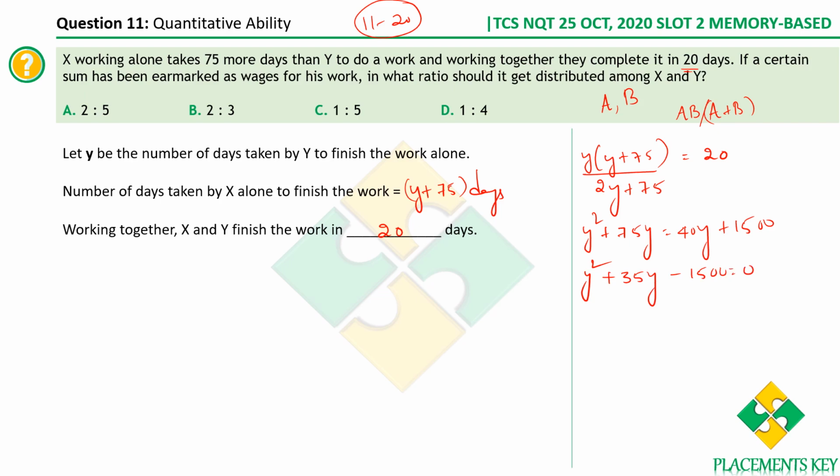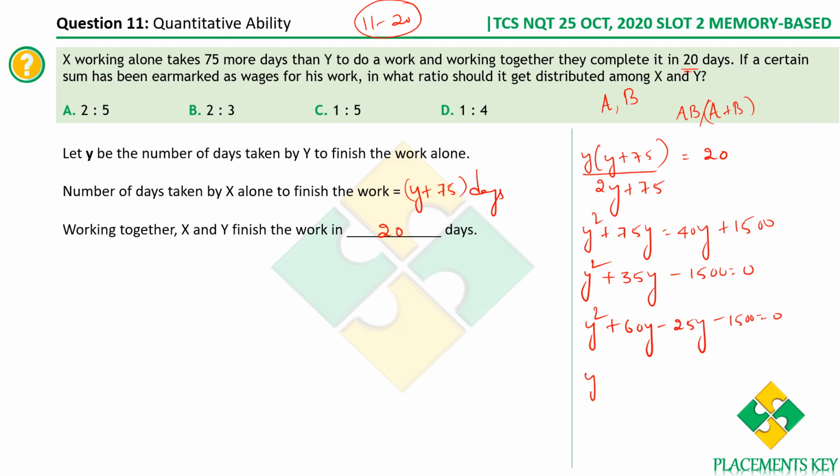Okay, so how can we split 35? 1500 is 15 into 100, which can also be written as 60 into 25. So we'll have to split it as 60 and 25 to solve this. What do we get? Y square plus 60Y minus 25Y minus 1500 is equal to 0.